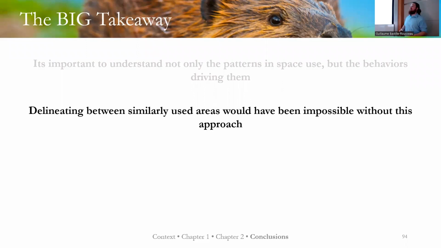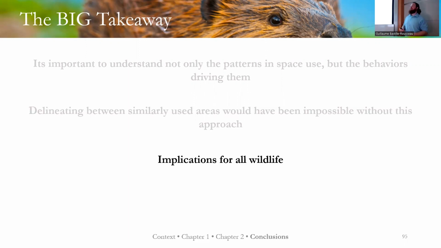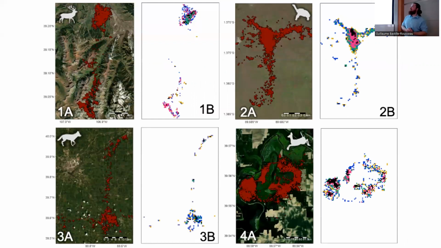And again, delineating between similar types of use is just not possible if you're just looking at the intensity of use in an area. We really want to look at all those movement properties at once to get as good of a picture of what's going on in the landscape as possible. And then I do also want to stress that this is not just a method for beavers. This has implications for all wildlife. And in fact, as a lab, we're working on applying this method to elk, Galapagos tortoise, coyotes, and white-tailed deer.